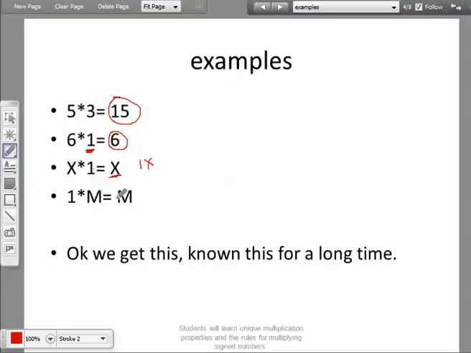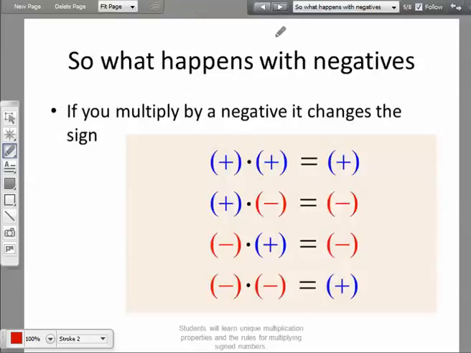So 1 times m gives you m, or 1m. It's the same thing. Nothing new here. This should have been just review for you. You shouldn't have to even think about that. The issue comes up when we start dealing with negatives. When you multiply by a negative, it changes the sign.